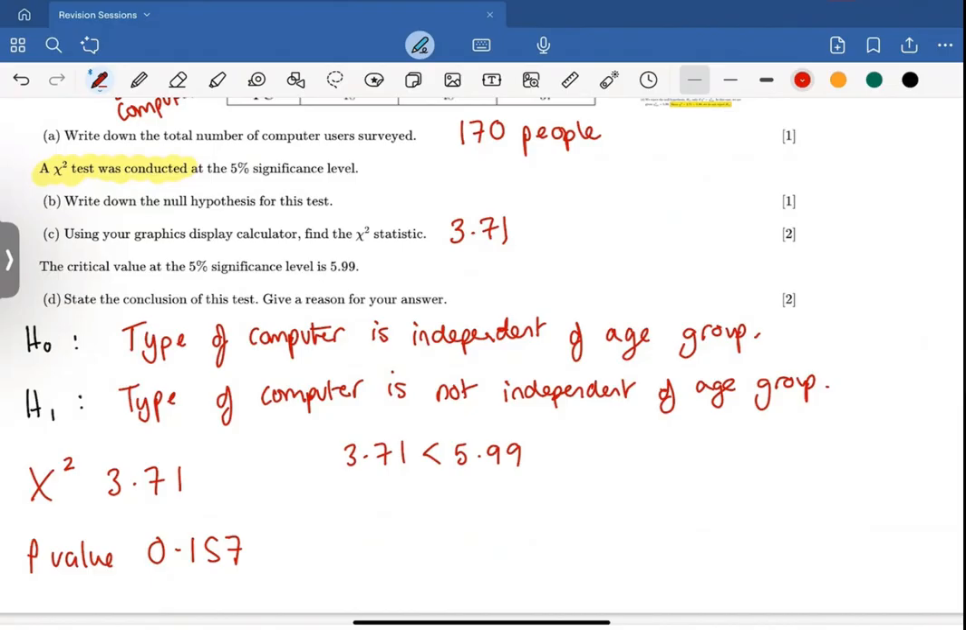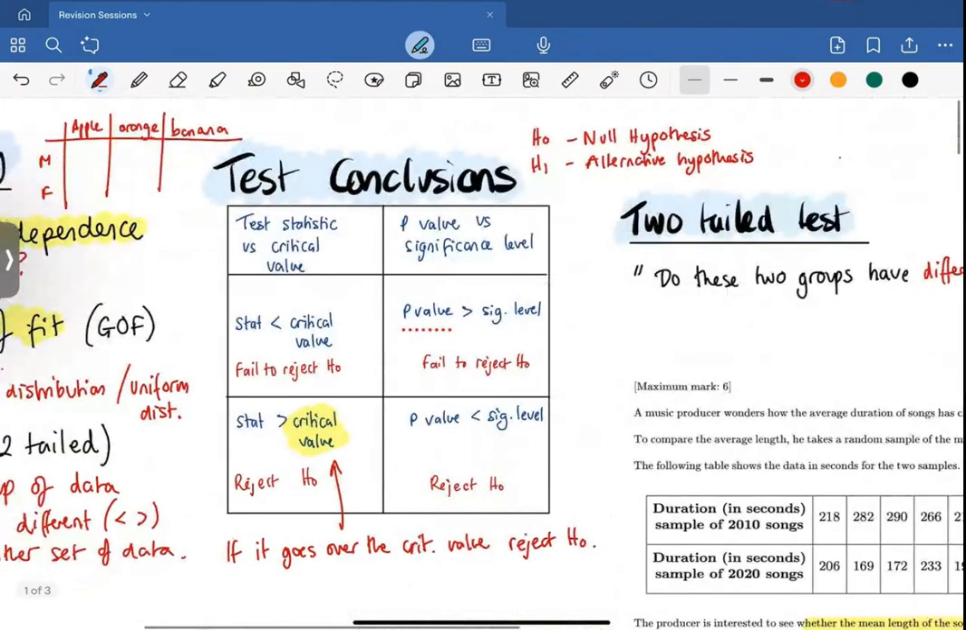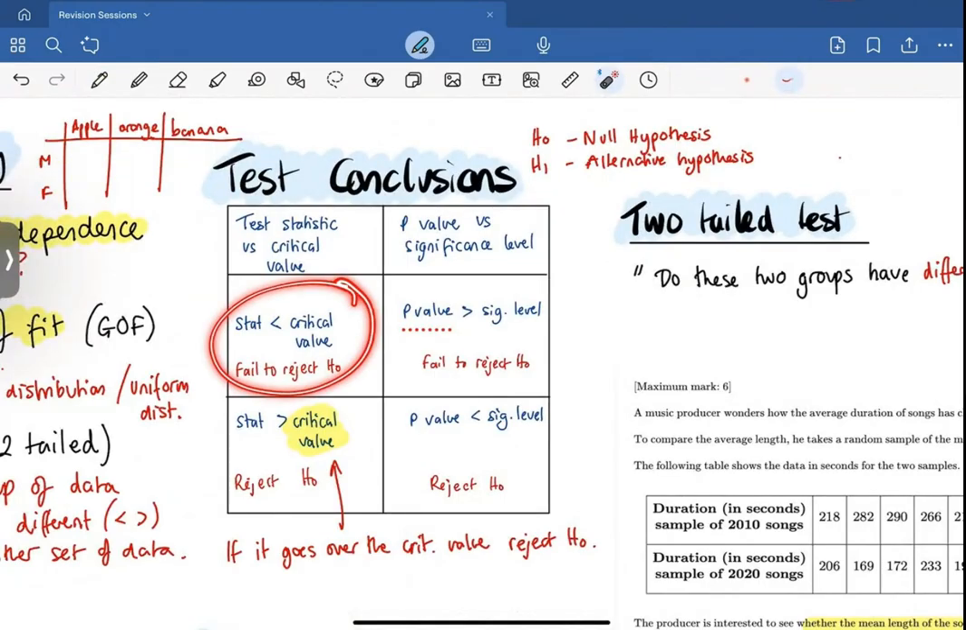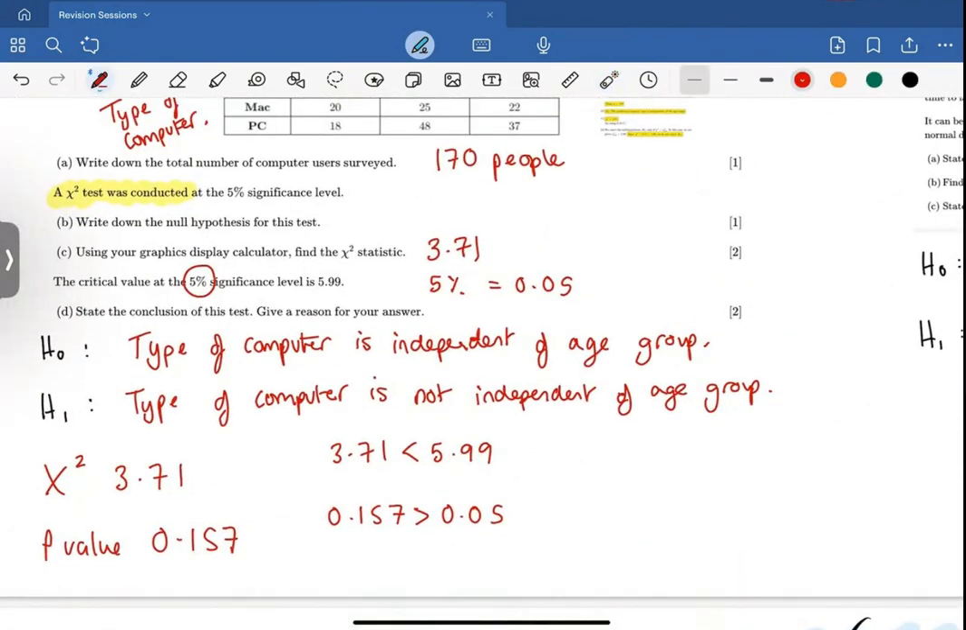But it's nice here because we also have the p-value. So because we're doing this at the 5% significance level, 5%, remember, is the same as 0.05. We could also conclude this by saying 0.157 is more than 0.05. Now, what situations have we got here? Let's have a look. So our test statistic is less than the critical value, and our p-value is more than the significance level. So our conclusion is as follows.